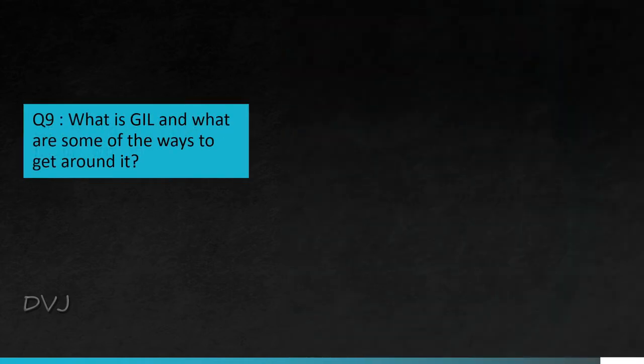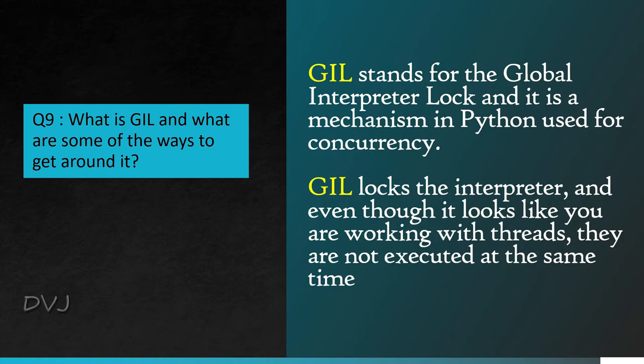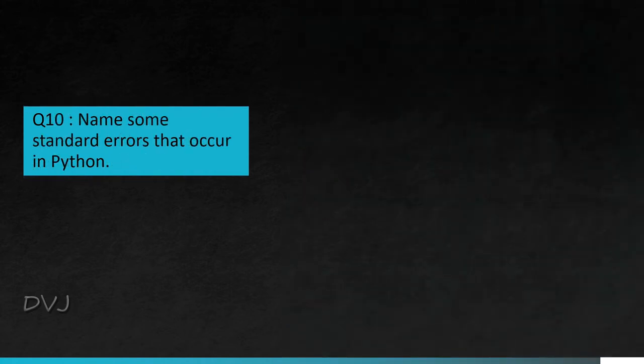Question number 9. What is GIL and what are some of the ways to get around it? GIL stands for Global Interpreter Lock and it is a mechanism in Python used for concurrency. GIL locks the interpreter, and even though it looks like you are working with threads, they are not executed at the same time.